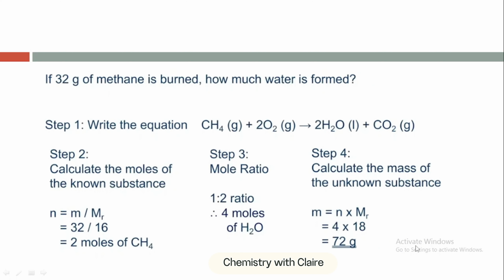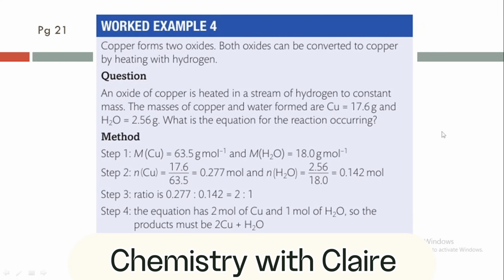Here is another example which you can take a look at. Same thing and same few steps are followed. The only difference in this equation is that the molar ratio is 1 is to 2 because you're finding the water molecules ratio, and the known substance given is methane, which has the ratio with water of 1 is to 2. So whatever answer you got in step 2, that will be multiplied with 2 to get the number of moles of water, and the rest is going to be as before. Here are more worked examples of similar calculations.